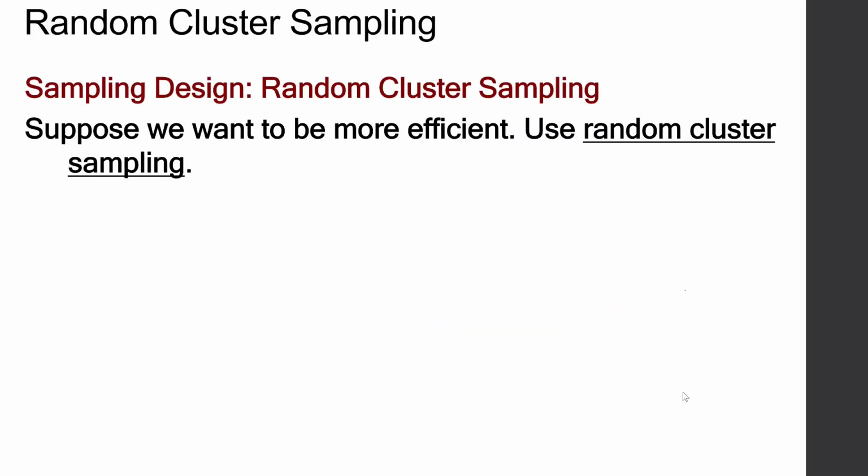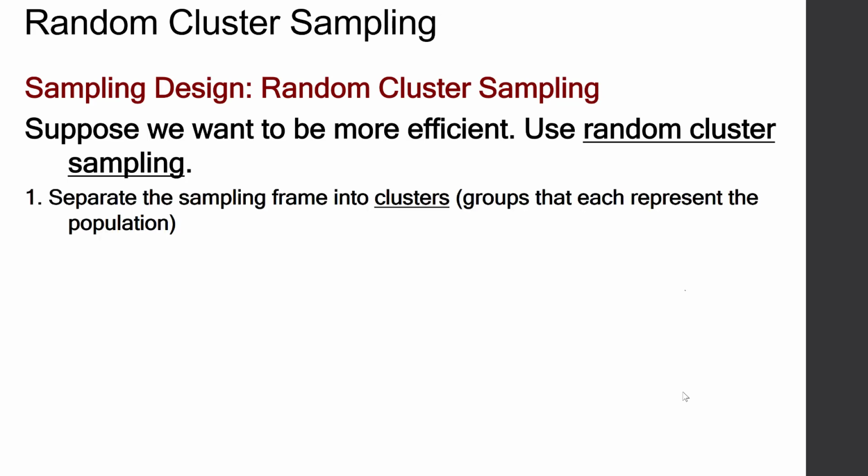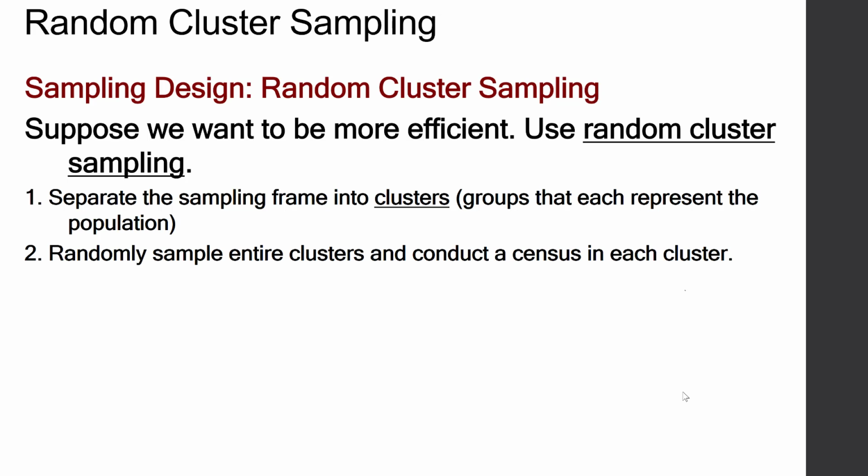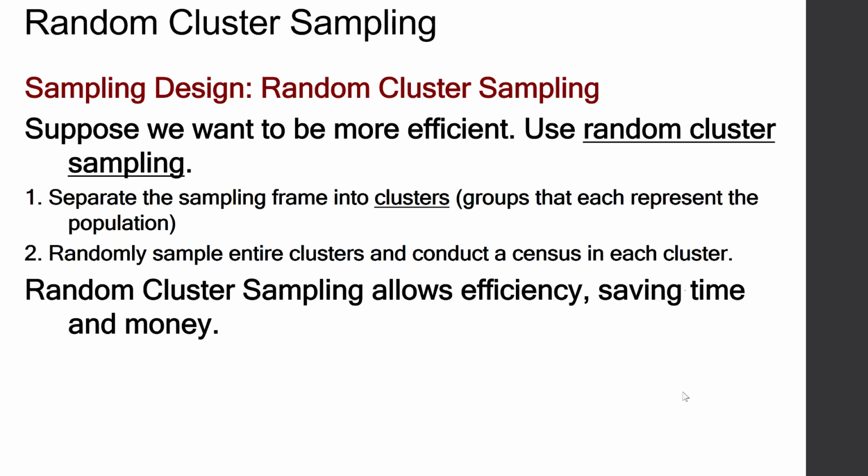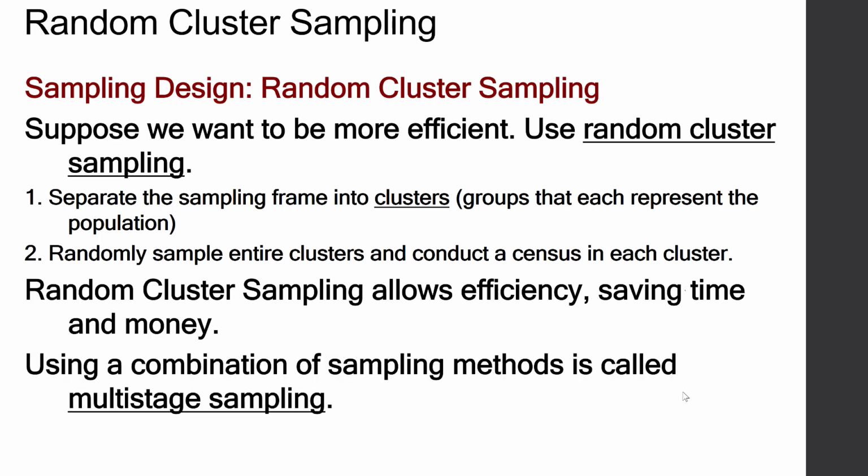Now we're going to talk about random cluster sampling. Suppose that we want to be more efficient. To be more efficient, we could use random cluster sampling. In this scheme, you separate the sampling frame into clusters, and these are groups that each represent the population. So we're not separating based on making the elements in the group all similar to each other. Each of these clusters is like a little snapshot of the population. And then we randomly sample entire clusters and conduct a census in each cluster. Random cluster sampling allows efficiency, saving time and money. And if we use a combination of sampling methods, it's called multi-stage sampling.